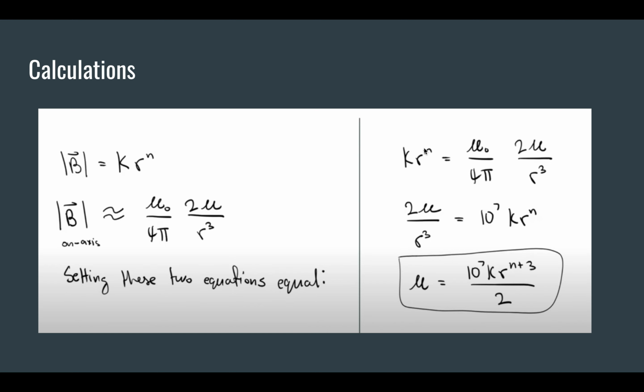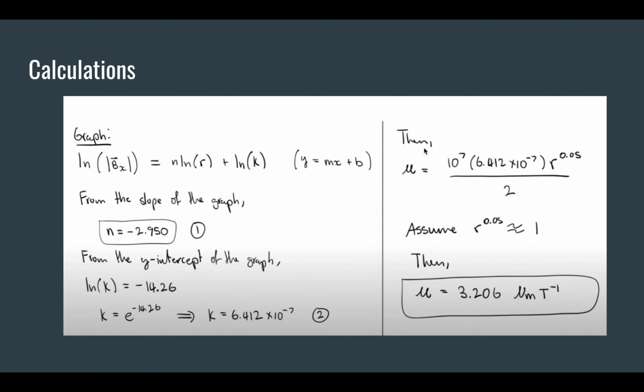Here I set the first two equations on the left side equal to each other in order to find a symbolic solution for mu, circled to the right. I then pull data from my graph as shown in these calculations. Specifically, n is the slope of the graph and ln k is its y-intercept. I got negative 2.95 for n, and k's value is shown on the left. Using these numbers, I solve for mu and get 3.206 newton meters per Tesla.